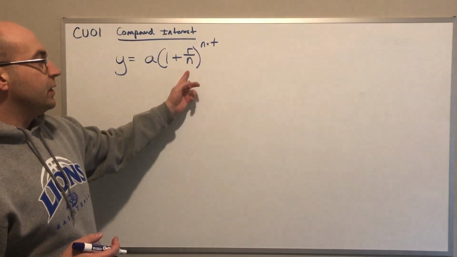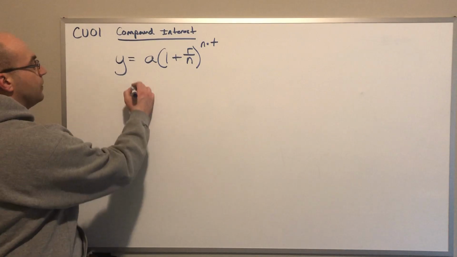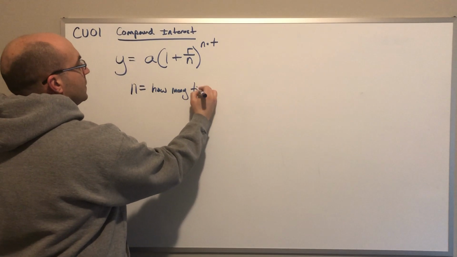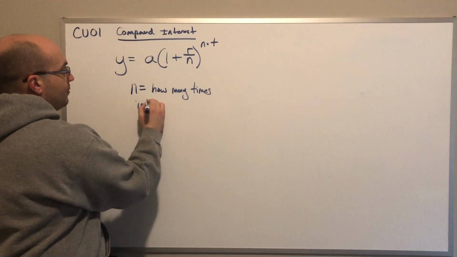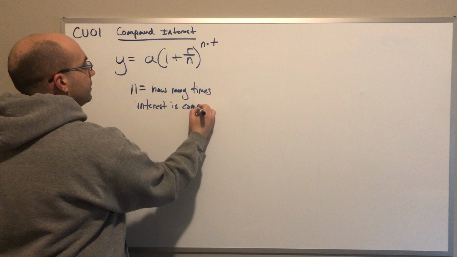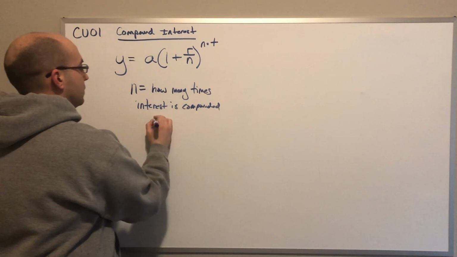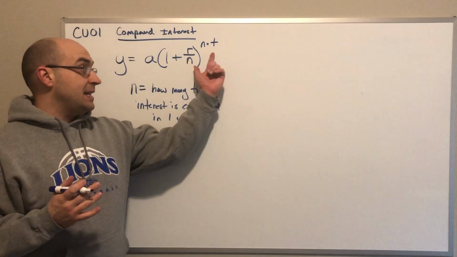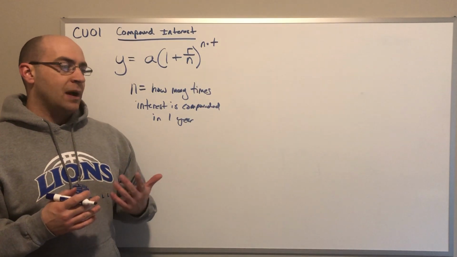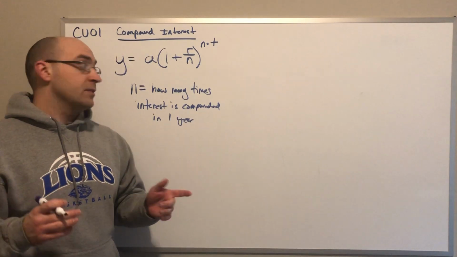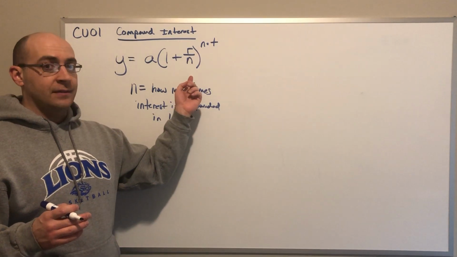The new variable here though is n, and n stands for how many times interest is compounded in 1 year. So not the amount of years that's in the time. So for example, let's say I give you a problem that says $10,000, 3% interest for 5 years. That's not 5 for n, right?